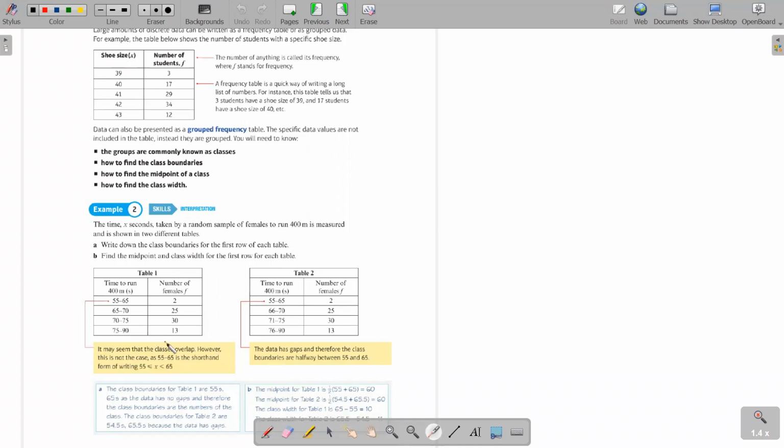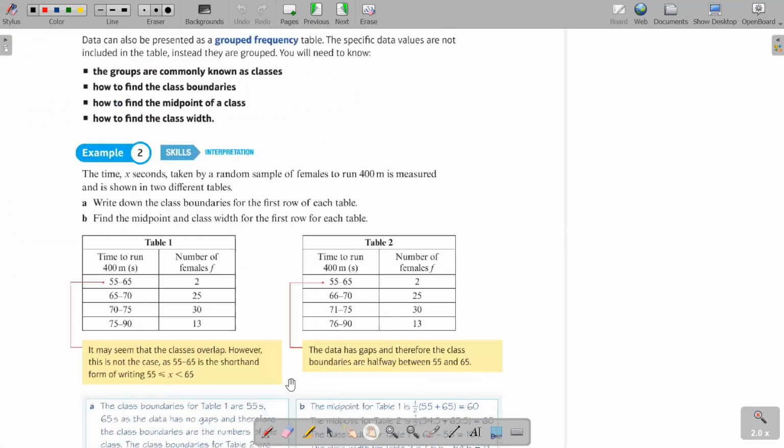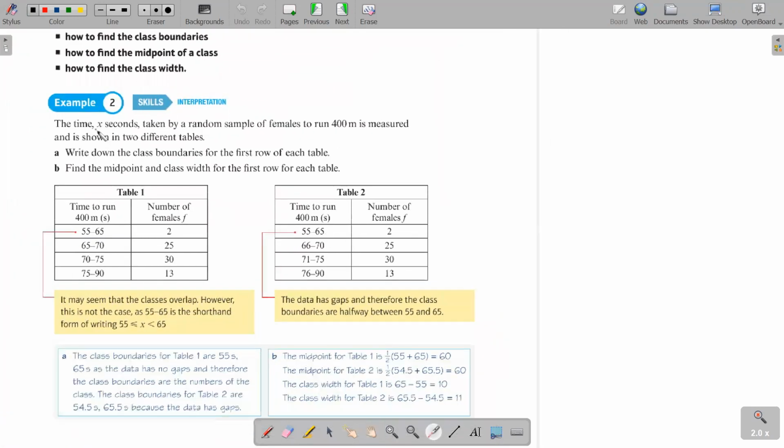Okay, so just a quick go through of this example to see how these groups are read. So they say here, the time X seconds taken by a random sample of females to run 400 meters is measured and is shown in 2 different tables. Can you see? There are 2 tables. They show the time taken by a random sample of females to run 400 meters. Okay. So write down the class boundaries for the first row of each table.